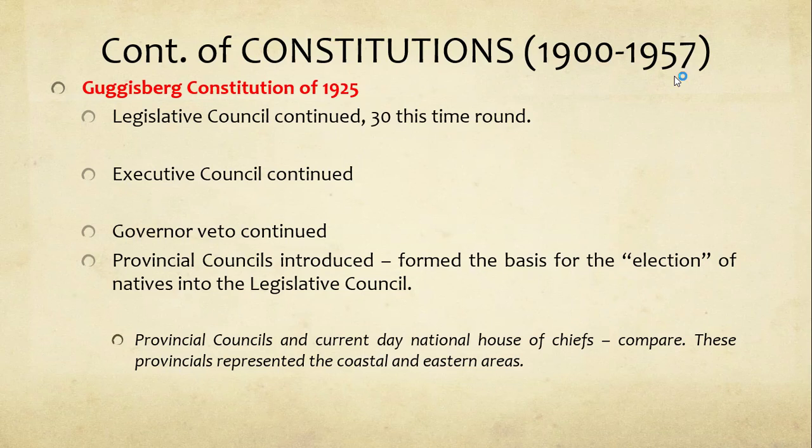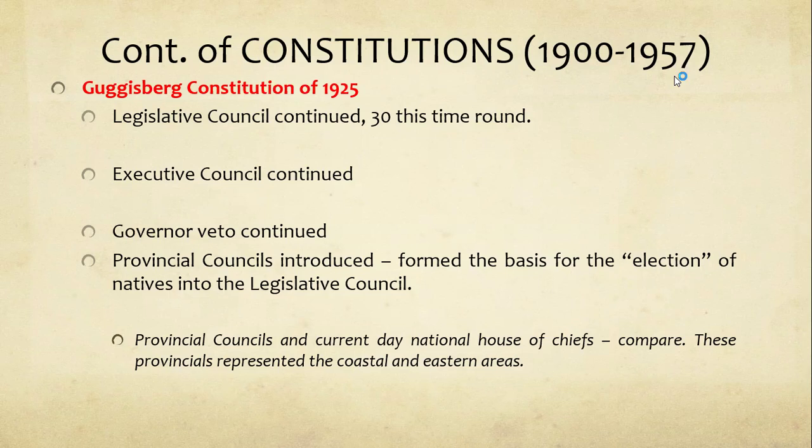Then the third instrument in which the Guggisberg Constitution was located is the Royal Instructions of 23rd May 1925, which established the Executive Council and placed specific limitations on the legislative powers of the Legislative Council. Example, mode of making legislation known as ordinances. So all these were contained in that royal instruction. What are the main features of the 1925 Guggisberg Constitution?